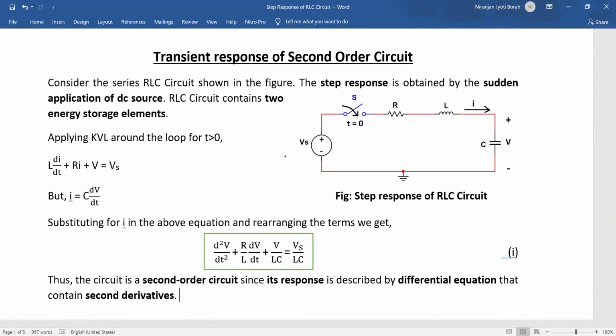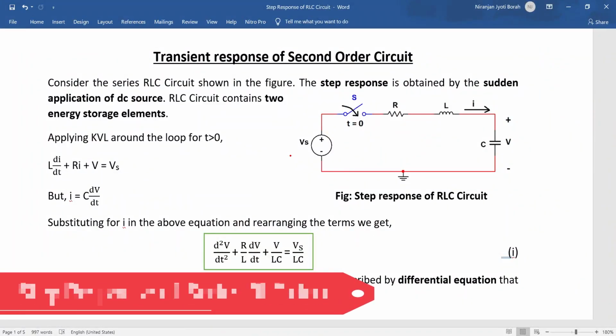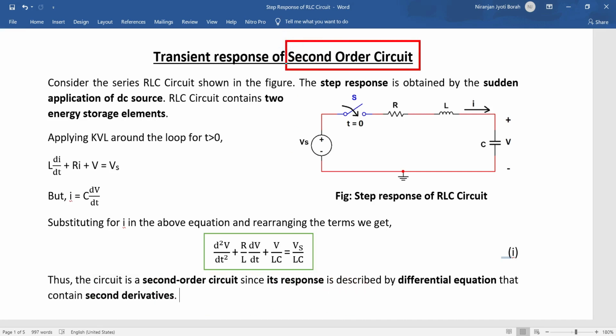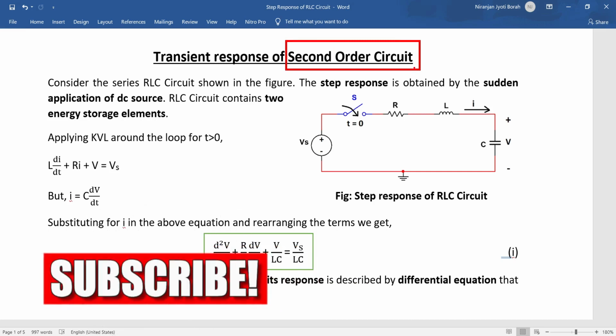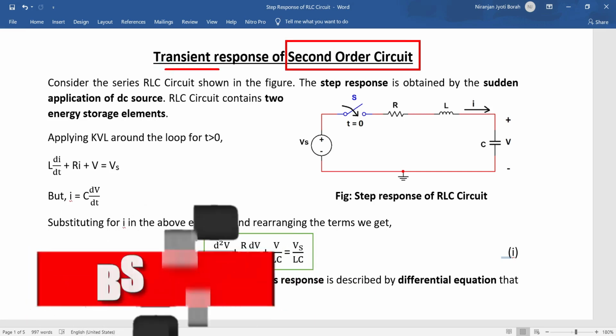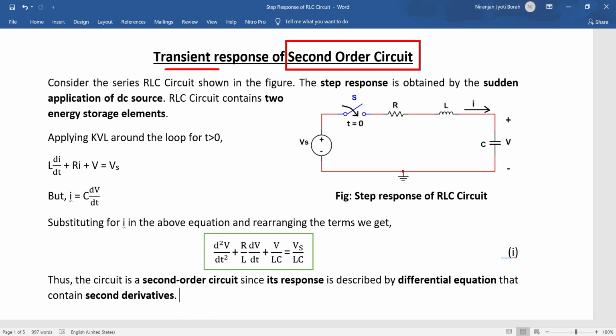Hello viewers, today we are going to discuss the transient response of second order circuits. The basics of transient analysis have been discussed previously in another video. You can go through that video first by clicking on the I button above. In that video, I have discussed transient analysis of first order circuits, taking the example of an RC circuit.